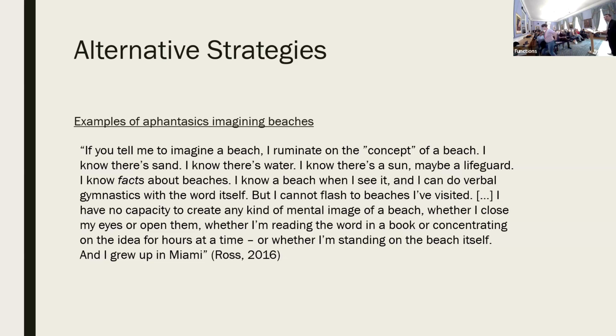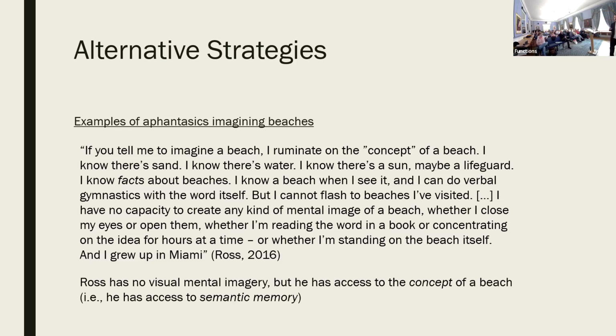I have no capacity to create any kind of mental image of a beach, whether I close my eyes or open them, whether I'm reading the word in a book or concentrating on the idea for hours at a time, or whether I'm standing on the beach itself. And I grew up in Miami, right? So what we can see here, I want to argue, is that Ross does not have a visual mental image of a beach. He nonetheless has access to facts about beaches. We could say that he uses these facts based on his semantic memory, for example.